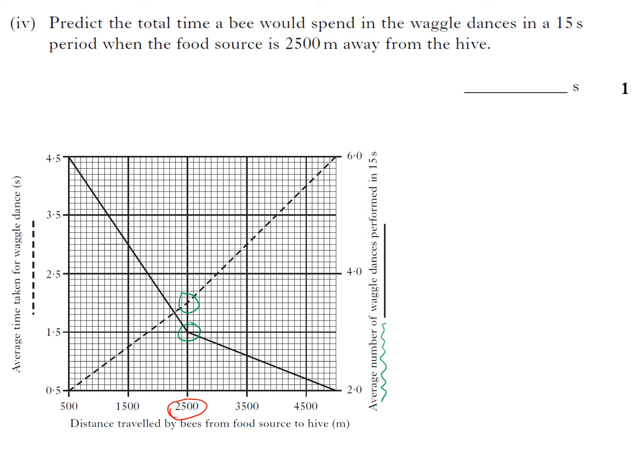So what that tells me is, if they've been 2,500 meters away from the hive, then when they come back, they will do, on average, 3 dances. If they have been this far away, then looking at this one and reading this way, I know that each dance will last 2 seconds. So 3 dances for 2 seconds gives me 6 seconds in the dance.